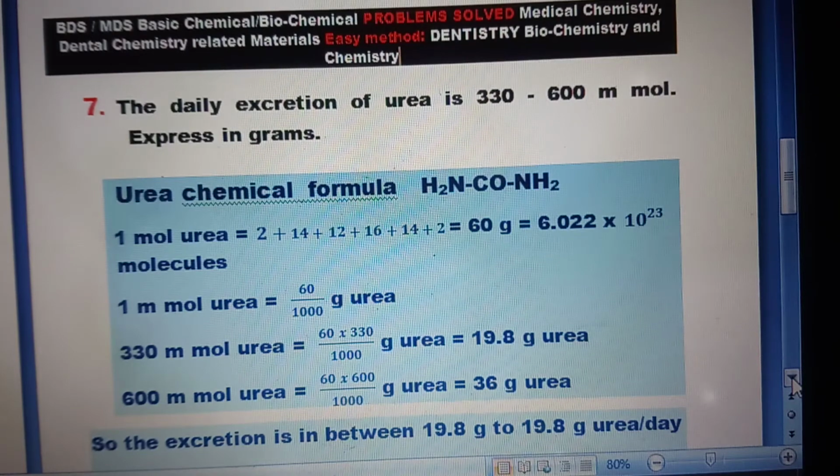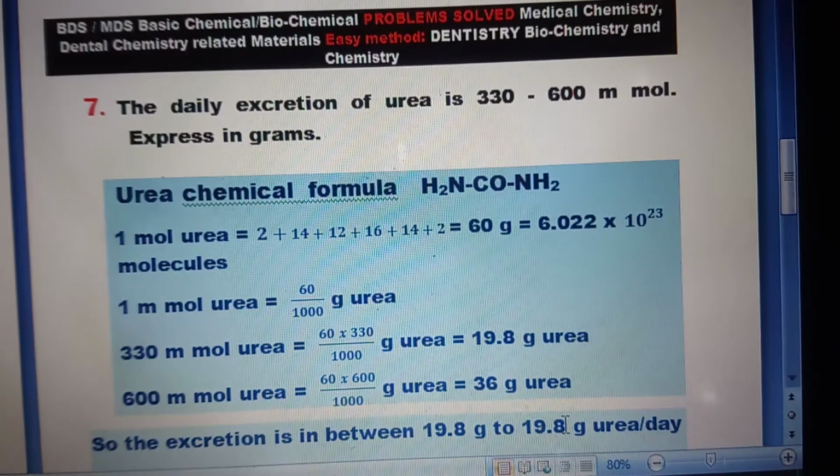Similarly, how do we obtain 600 millimoles of urea? 600 millimoles of urea is equal to 60 times 600 divided by 1000 grams, which is equal to 36 grams of urea. From this it is clear that if 330 to 600 millimoles of urea is excreted, the person is excreting 19.8 grams to 36 grams of urea per day.